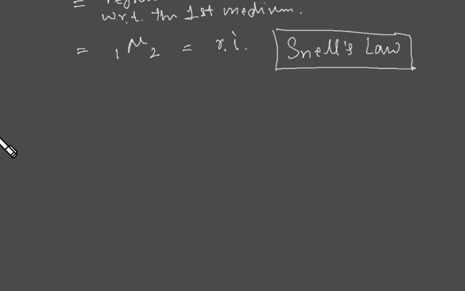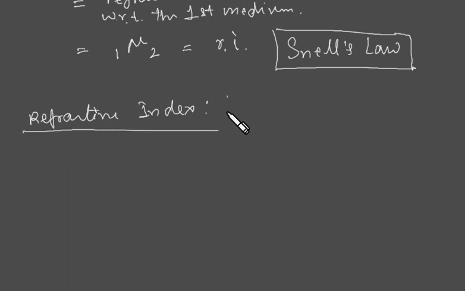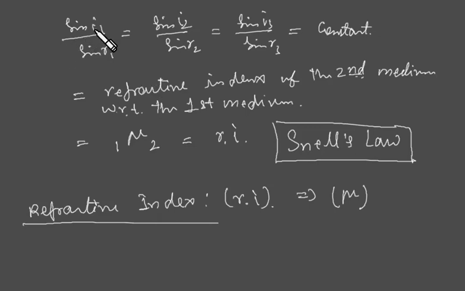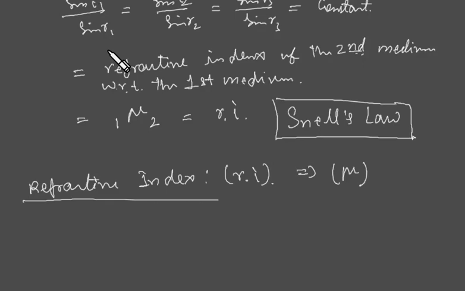Now, let's talk about the refractive index a bit. Refractive index is sometimes denoted as RI, and the symbol is generally written as mu. You can also write n in some books. What is refractive index? From Snell's law, we have found that the refractive index is nothing but the ratio of the sine of the angle of incidence to the sine of the angle of refraction.